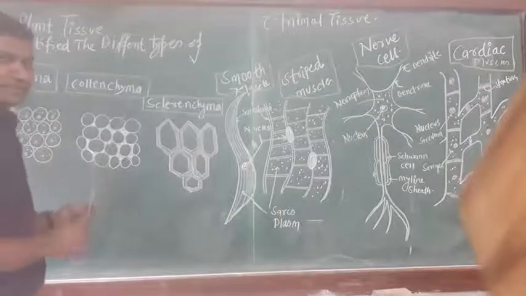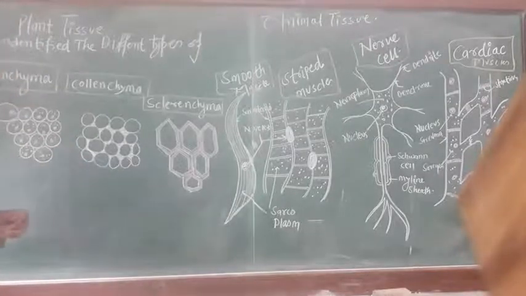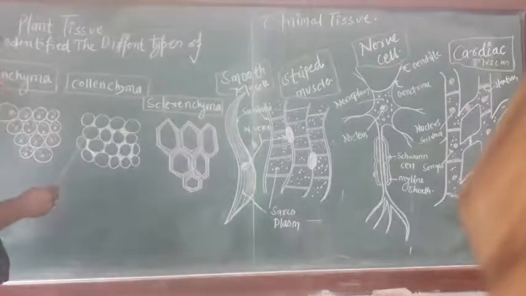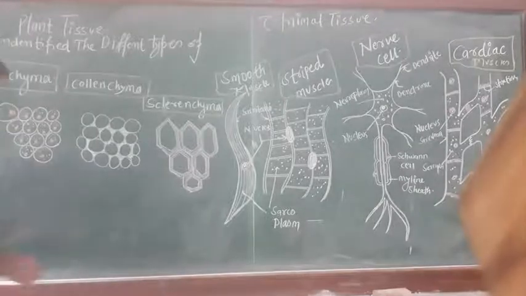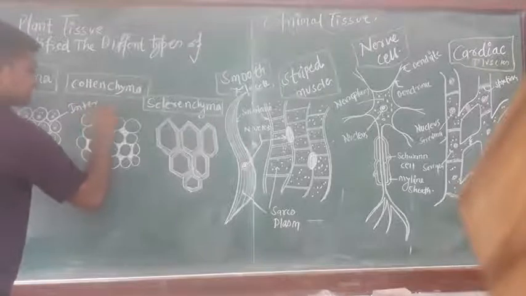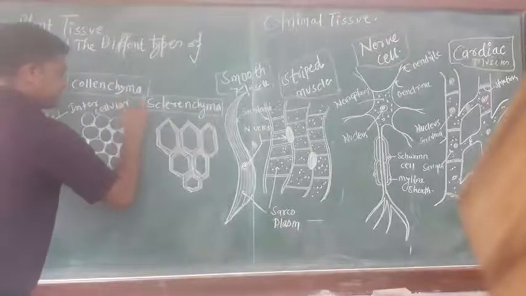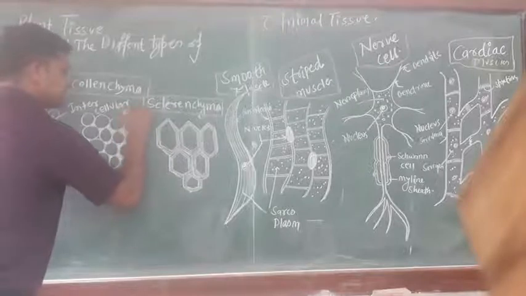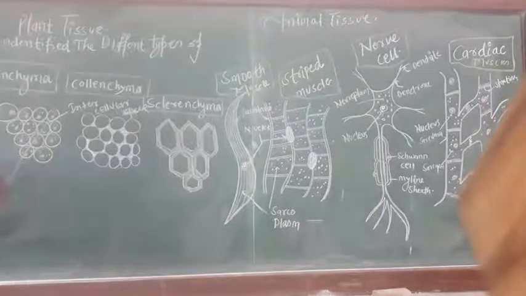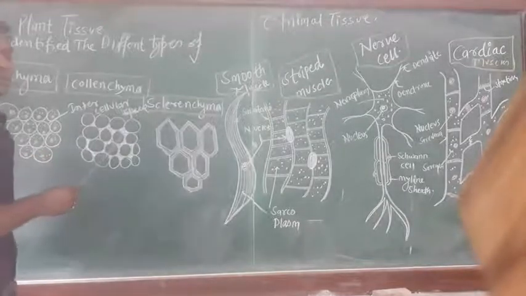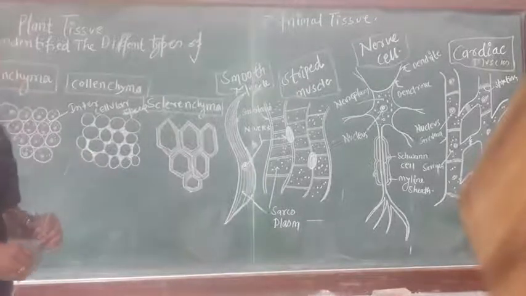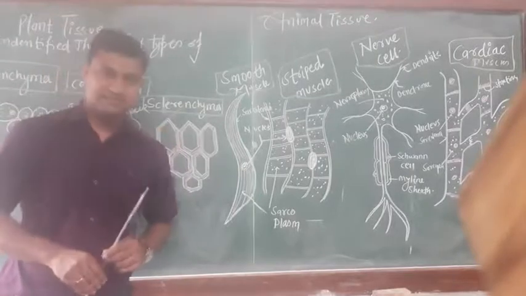Number 2, collenchyma. Collenchyma is also a nucleated but dead cell. Intercellular space is found between the cells in parenchyma, but no intercellular space is found in collenchyma. It's a dead cell. The main function is to provide flexibility in the plant, usually found in leaf petioles.